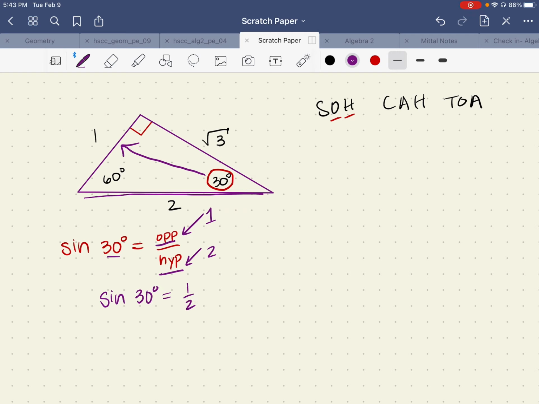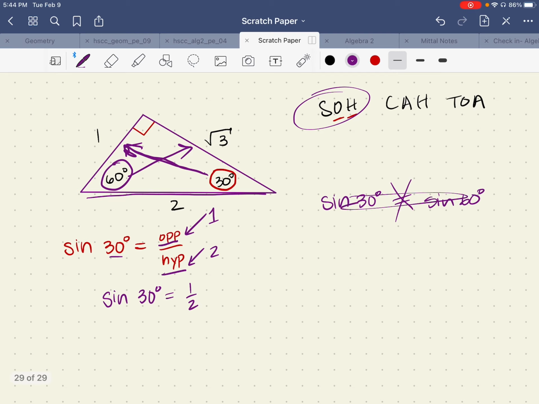Now, the reason you want to have an angle is also because the sine of 30 and the sine of 60 aren't necessarily the same, right? So I know that sine is opposite over hypotenuse. That does not mean that the sine of any angle, let's say 30 degrees, is equal to the sine of any other angle, let's say 60 degrees. This is false. This doesn't work. And the reason is because the opposite to the 30, which is 1, is not the same as the opposite to the 60, which is square root of 3. And that's why those two things are not the same.